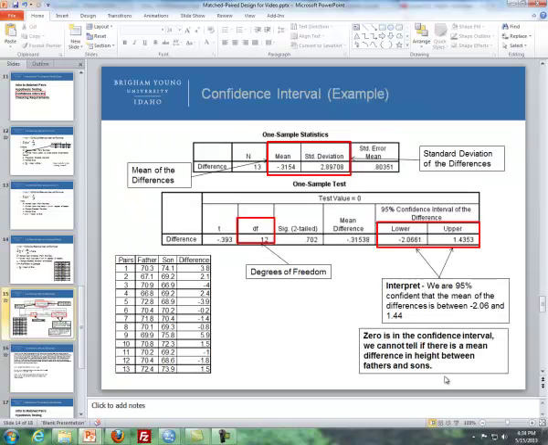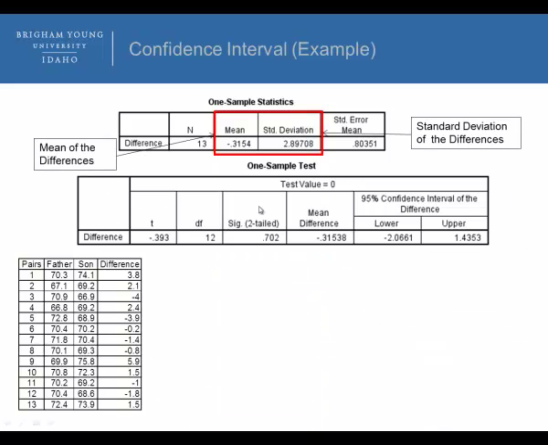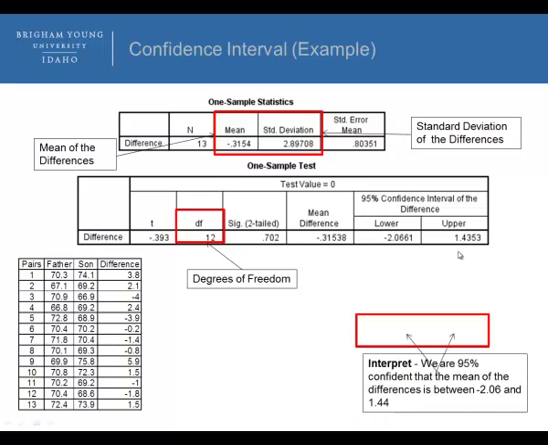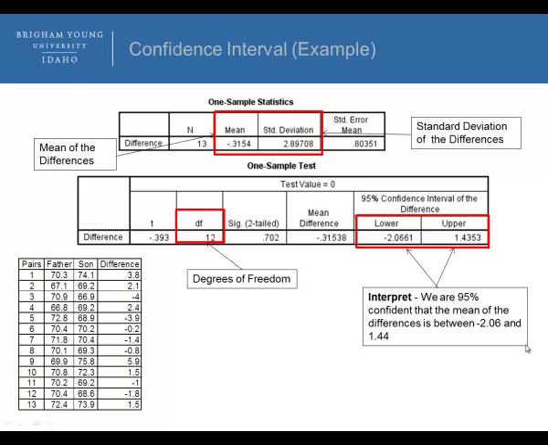Here's an example of SPSS output on the next slide. First of all, this is the mean of the differences. When we take the sample of 13, we get a mean of the differences and the standard deviation of the differences. We also get degrees of freedom, which is equal to 12. Then we construct a 95% confidence interval. We interpret this by saying we're 95% confident that the mean of the differences is between negative 2.06 and 1.44.